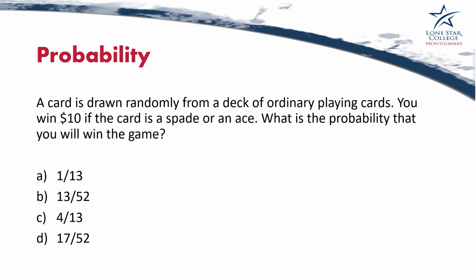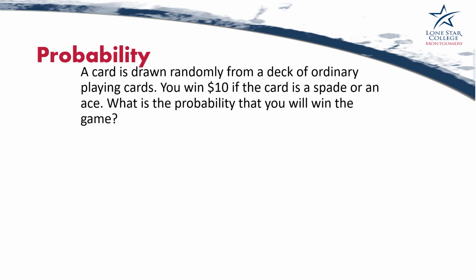Okay, so now moving on to a deck of cards. A card is drawn randomly from a deck of ordinary playing cards. You win $10 if the card is a spade or an ace. What's the probability that you will win the game? First, you want to see what, in this particular question, is the extraneous information. What information does not matter in this case? The one that doesn't matter is right there, the $10. We don't care how much money we win. We're looking for the probability we will win. So we automatically exclude that information.